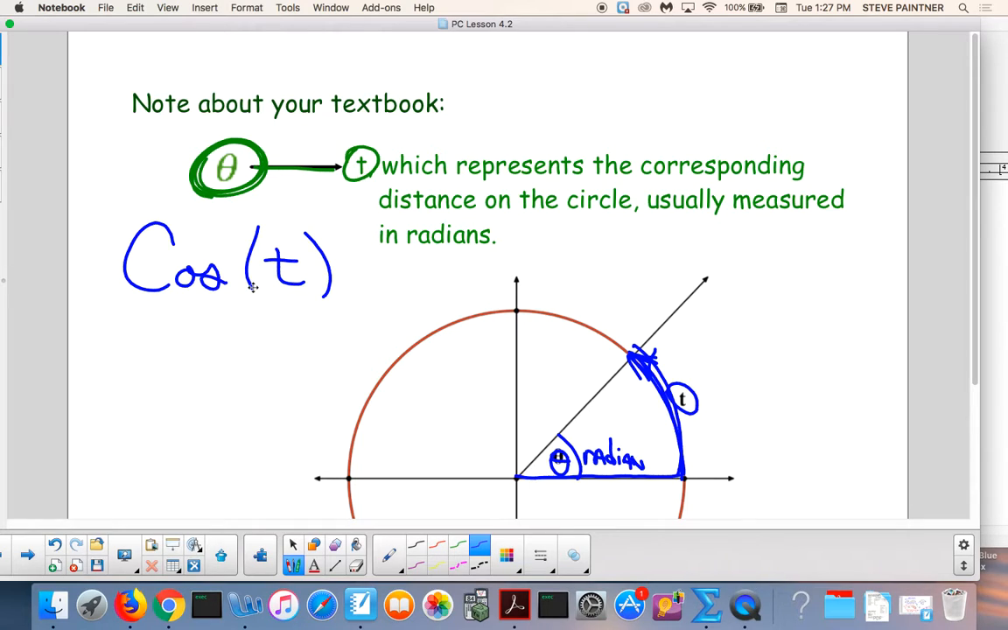Cosine of t. No. Cosine of theta. Just cosine of theta. Just get rid of it and go like this today. Anytime you work your homework today and you see t, throw it out the window. It's because t is the distance from here to here, which is a radian measure. Okay? Just do that, please. That's all this slide is for. There's not much teaching going on there.